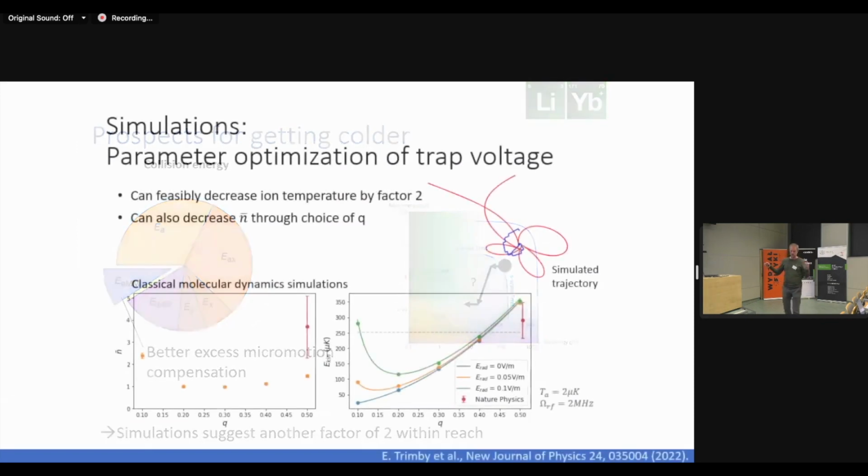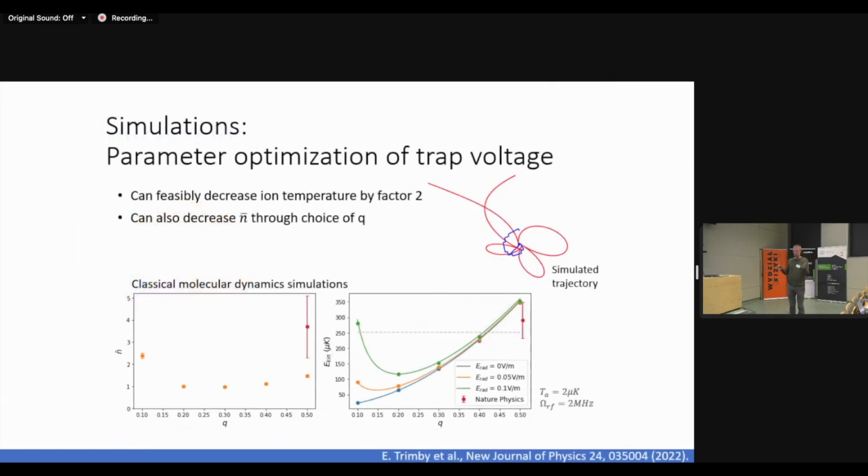So the first thing you could think about when you have a Paul trap, okay, what's a Paul trap? It has a voltage and it has a frequency. So can we choose a smart voltage and a smart frequency to get colder? To do this experiment is very tedious, so we first did some classical simulations. Here you see the q parameter, which is in this case proportional to the voltage that I put on the plates. You see some curves that also take some imperfections into account, namely radial and axial micromotion. You see there's a clear minimum. This is the point we measured in the Nature Physics paper.